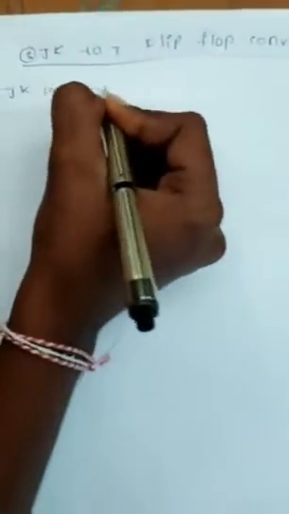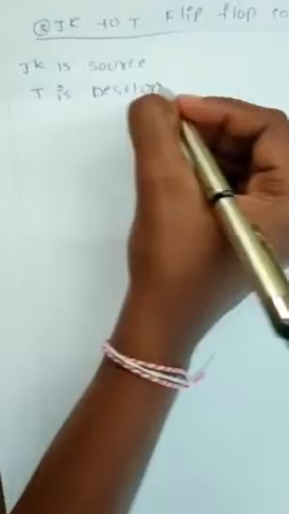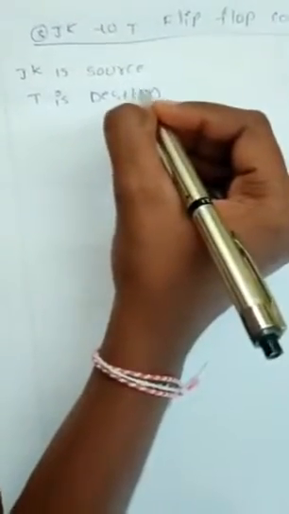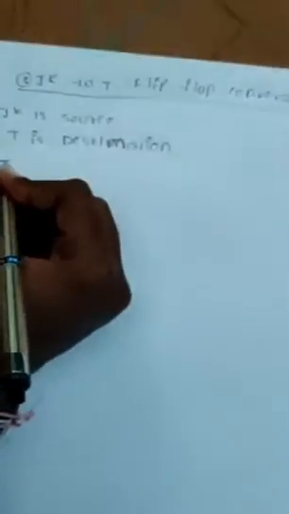JK to T flip-flop conversion. Here JK is the source and T is the destination. T is called the toggle.